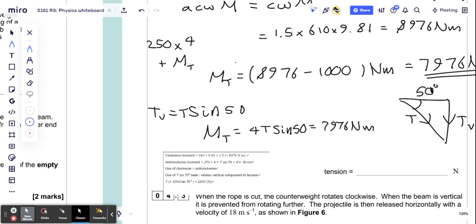So now we've got a reasonably simple equation which we can rearrange to find out what the tension is. The tension is going to be 7,976 Newton meters divided by 4 sine 50. Looks like I've done it slightly differently to what they've done there, but hopefully we're still going to get 2,600. And we do. So it ends up being 2,603, rounding up, Newtons.